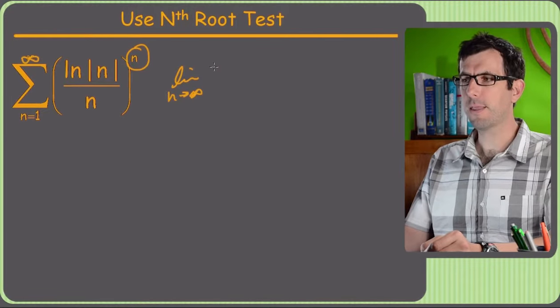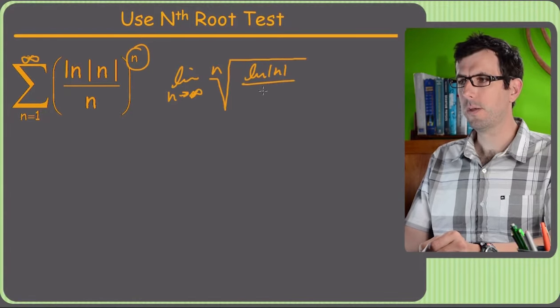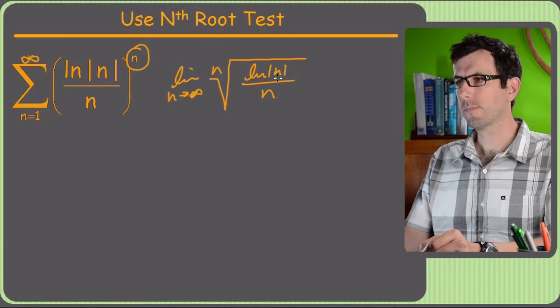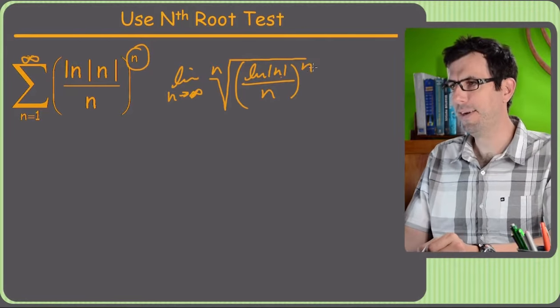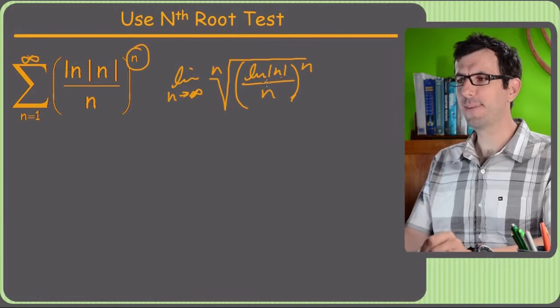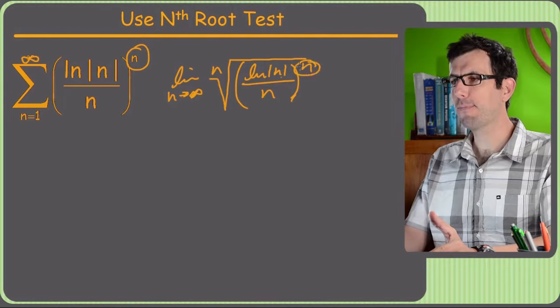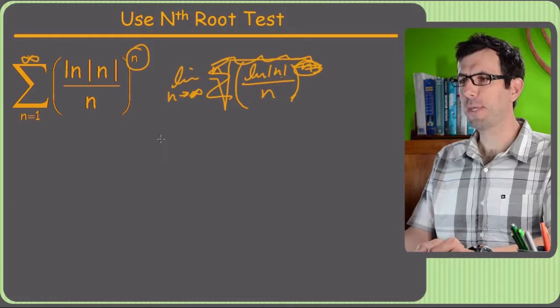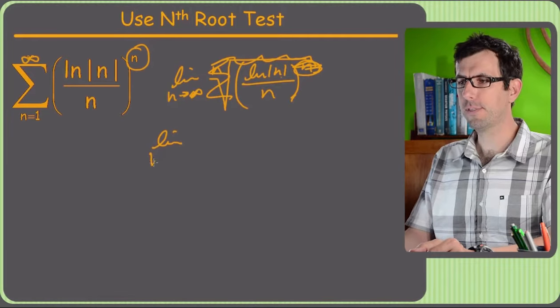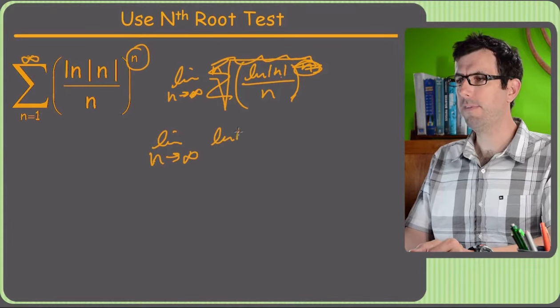So we're going to take the nth root of the natural log of n over n. Oh yeah, and all this is raised to the n power. This is such a nasty looking problem. Anyway, because we have this nth power and this nth root, those magically cancel each other. And we end up with the limit as n approaches infinity of ln of n over n.